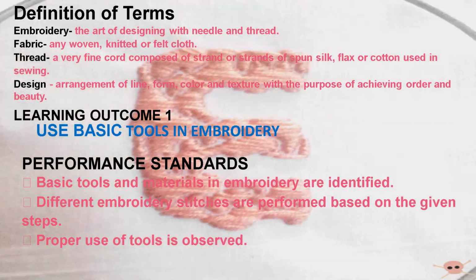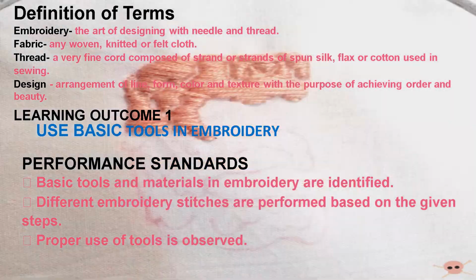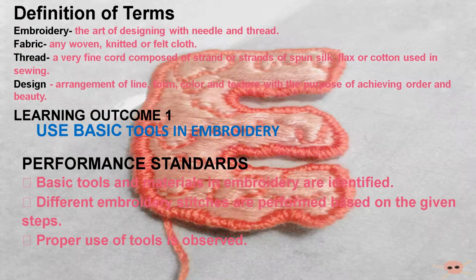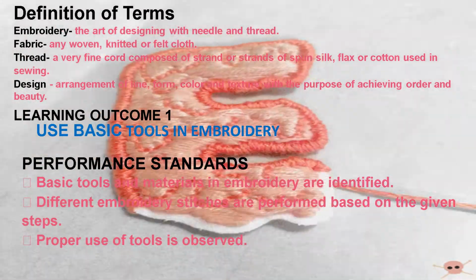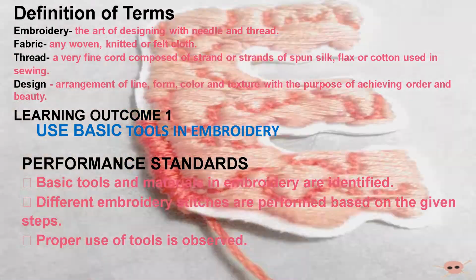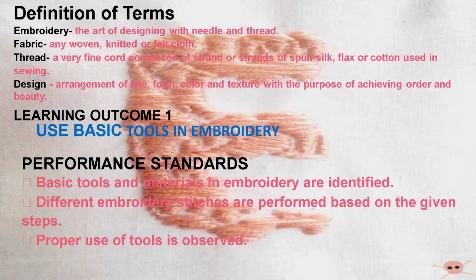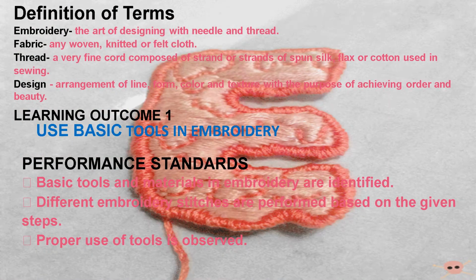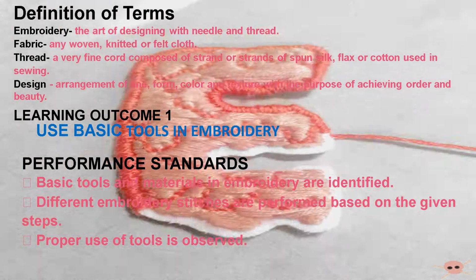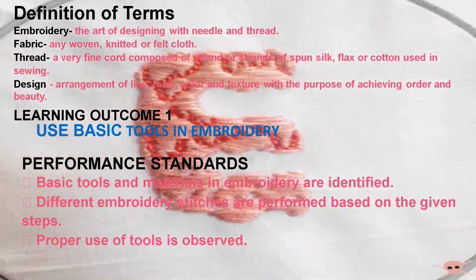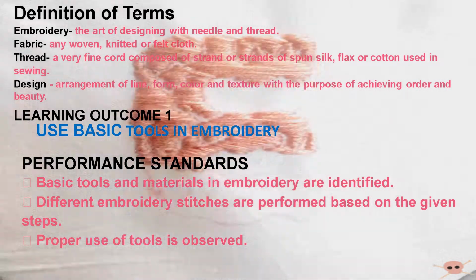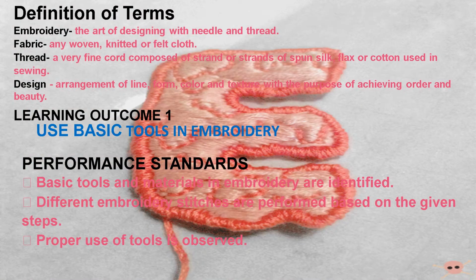Learning outcome 1. Use basic tools in embroidery. There are three kinds of performance standard. First, the basic tools and materials in embroidery are identified. Second, different embroidery stitches are performed based on the given steps. And last but not the least, proper use of tools is observed.